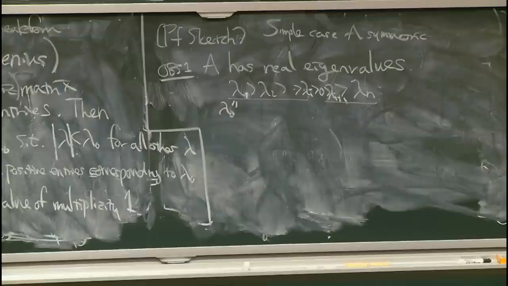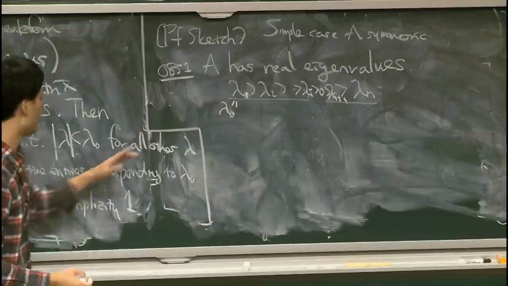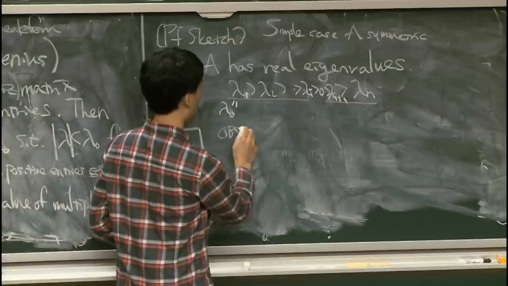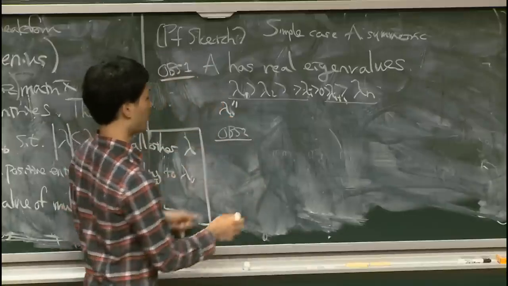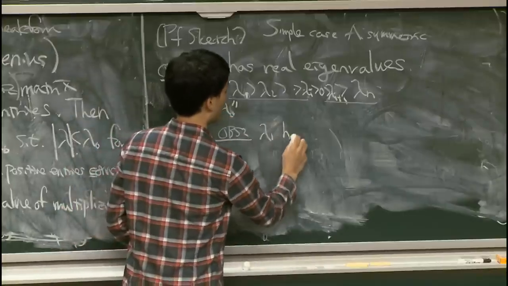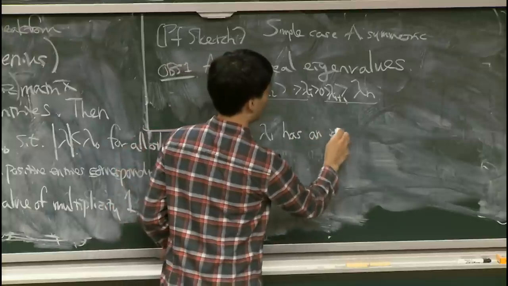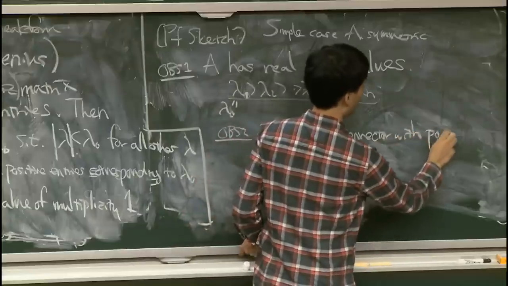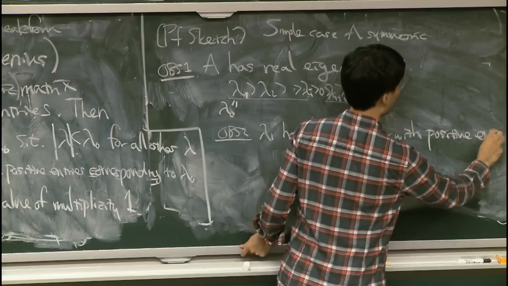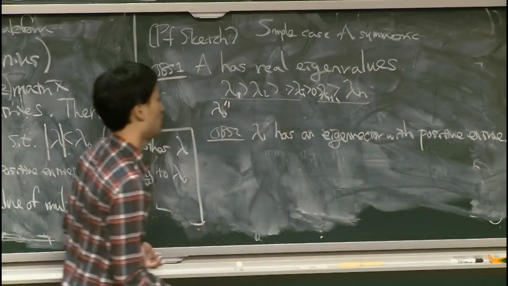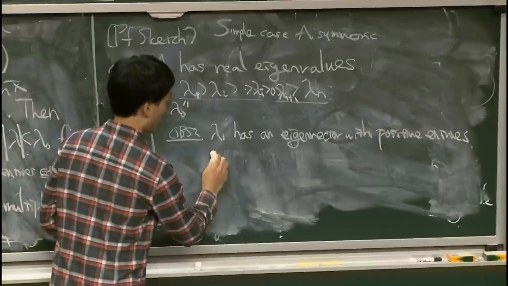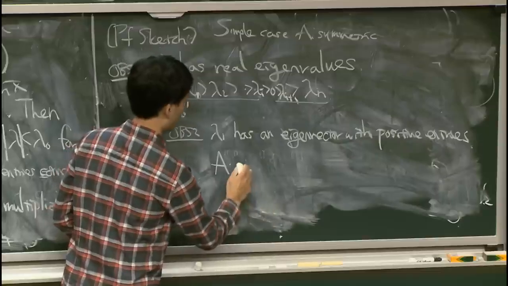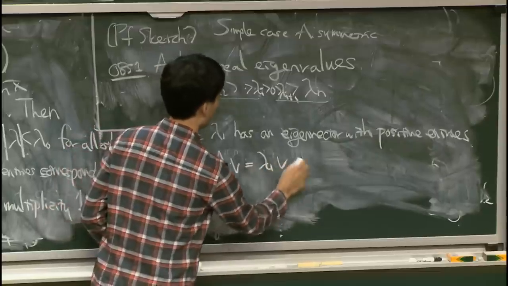So why is that the case? First of all, to see that, you have to go through different steps. So we go into observation 2. Look at lambda 1. Lambda 1 has an eigenvector with positive entries. Why is that the case? That's because if you look at A times V equals lambda 1 times V.